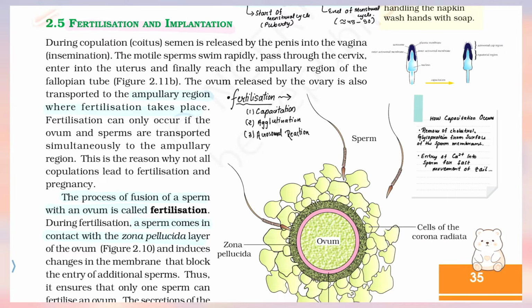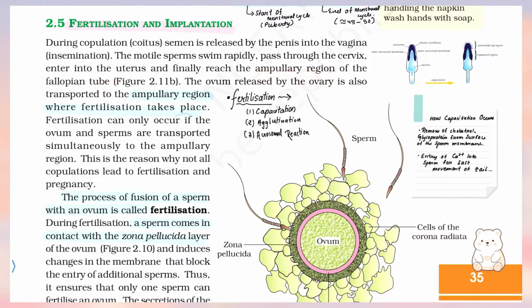2.5 Fertilization and implantation. During copulation or coitus, semen is released by the penis into the vagina, which is called insemination. The motile sperms swim rapidly, pass through the cervix, enter into the uterus, and finally reach the ampullary region of the fallopian tube.